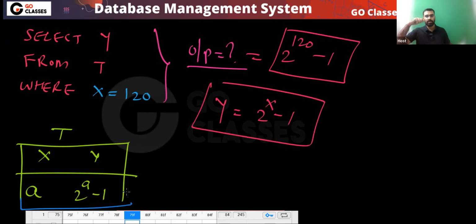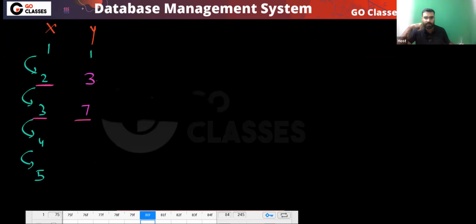Okay, so this is what is happening. This type of rows are there in the table T. So this is the method of pattern recognition. But you can actually see another method. Another method is this. This value is 2.